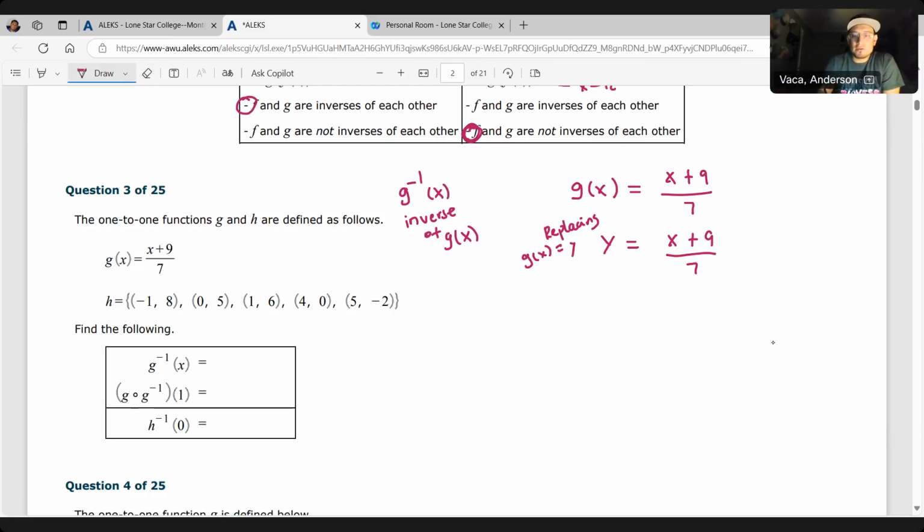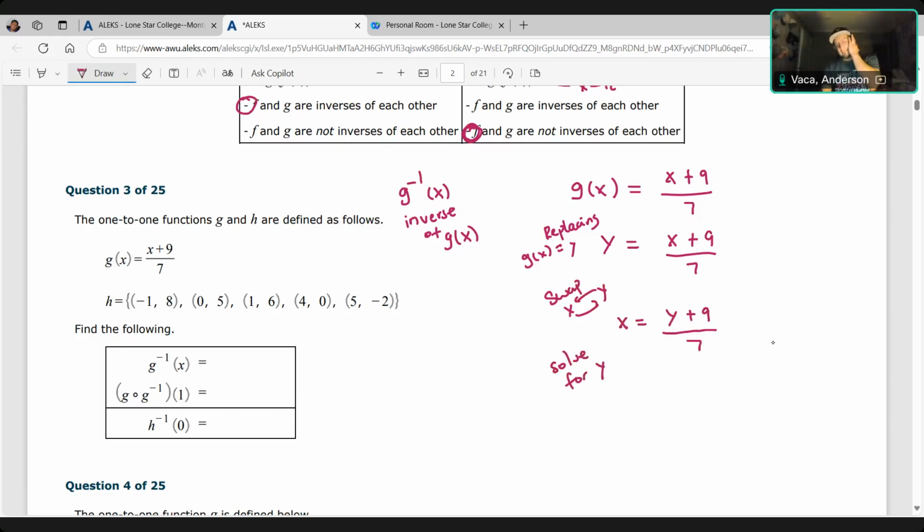We need to swap x with y, so that this y becomes an x and this x becomes a y. And now my goal will be to solve for y.